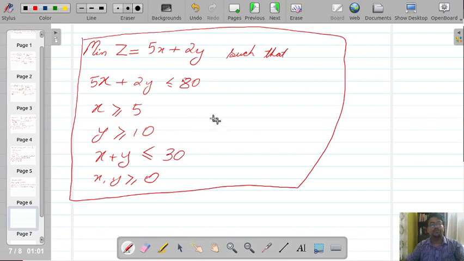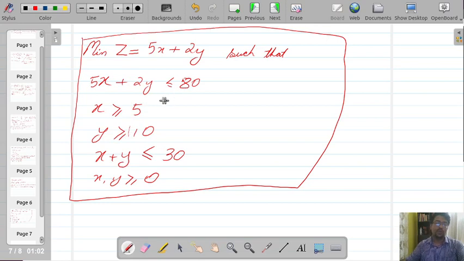Minimize z equal to 5x plus 2y. Why is it a minimization problem? Because I am buying something, so the money that I spend has to be minimum. Say I need at least 5 pens and 10 pencils, so why is it necessary to buy 20 pens? It's not necessary, I need only 5. So there may be several solutions which take into consideration all of these constraints.